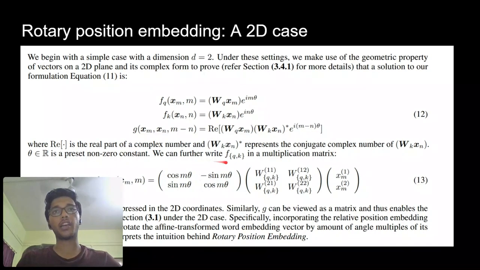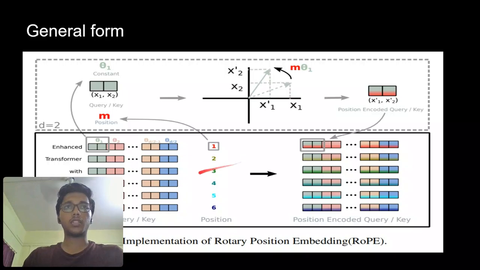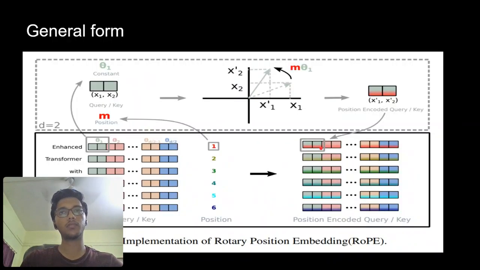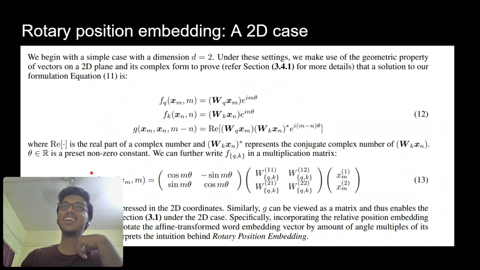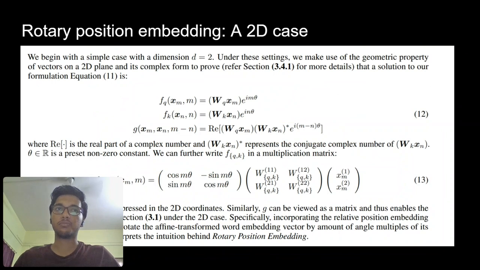We can further write f of q comma k in a multiplication matrix. Similarly, G can be viewed as a matrix and thus enables solution formulation in section 3.1. I'm not sure much about the maths now. I think I was able to understand till here. Yeah, we can further write f of q comma k in a multiplication matrix.